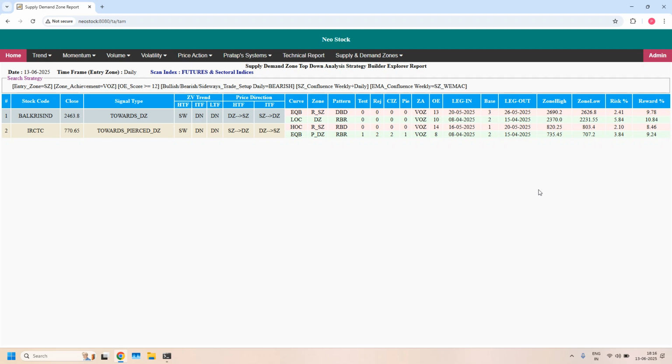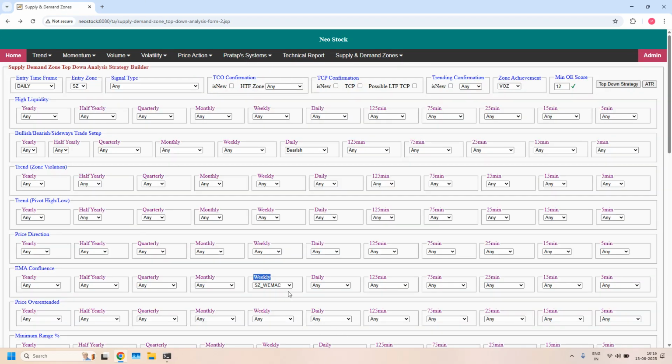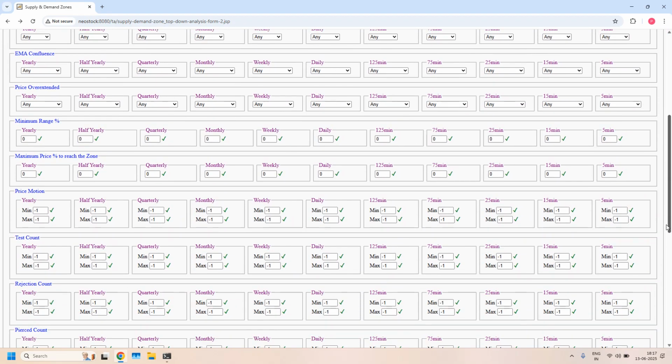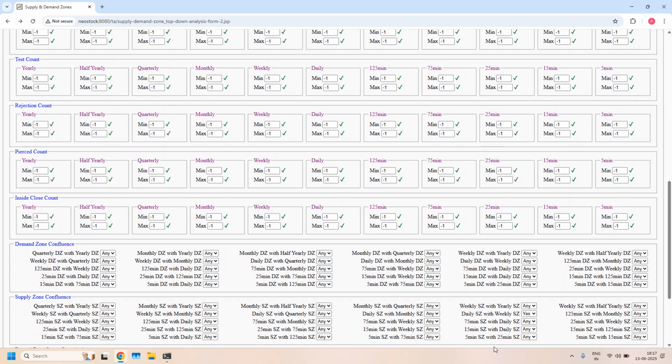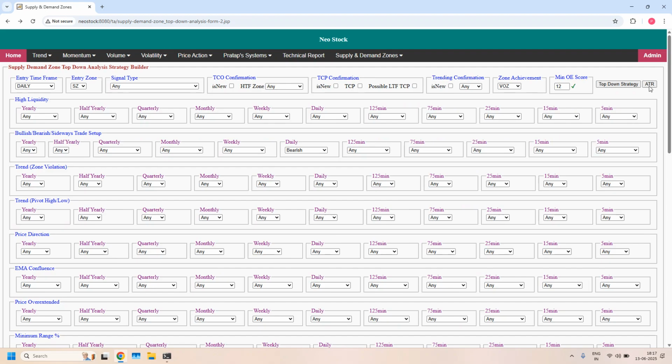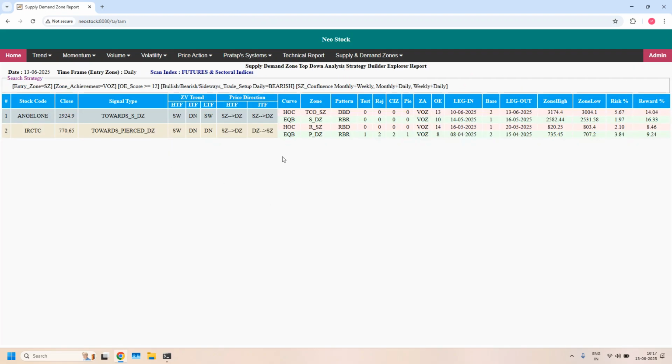Okay, next we will look into LTF, ITF and HTF supply zone confluence supported stocks. I am removing the EMA filter. In the supply zone confluence, we have to set 3 filters. The first one is already enabled. Next, daily and monthly supply zone confluence. Next, weekly and monthly supply zone confluence. With all 3 filters, we got 2 stocks.